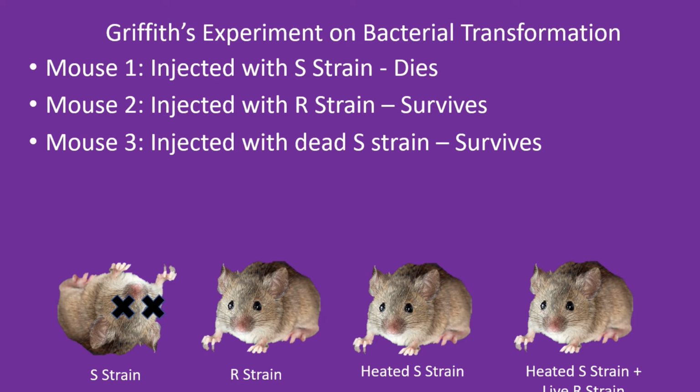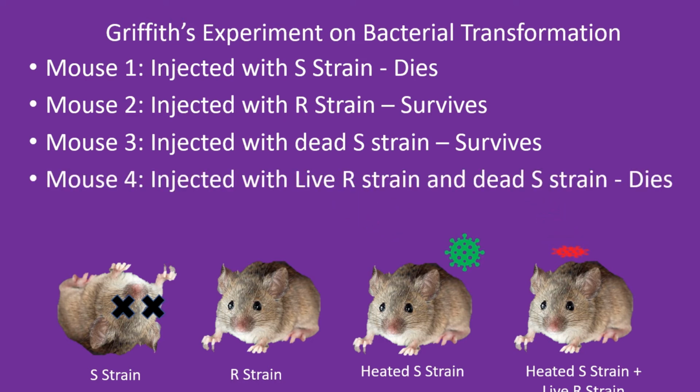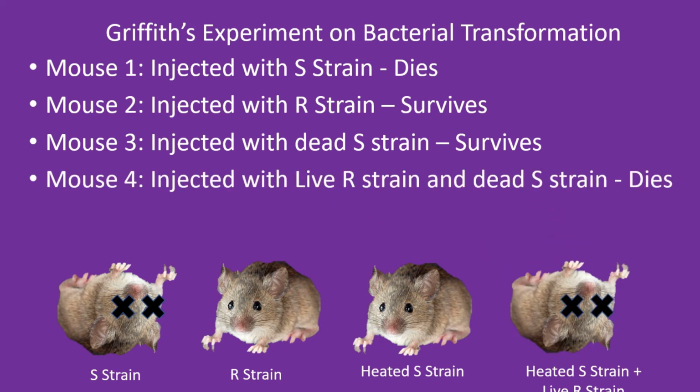So finally, he decided to take some heated S strain, which was dead, and some living R strain, which is not disease-causing, and he tried to see what happened. And come to find out, the mouse died. So what happened? While Griffith couldn't find the answer, he did develop the transforming principle, that something was passed from the dead smooth bacteria to the live rough bacteria. The dead smooth strain's DNA was released from the damaged cells and taken up by the rough strain. This allowed the rough strain to cause pneumonia.